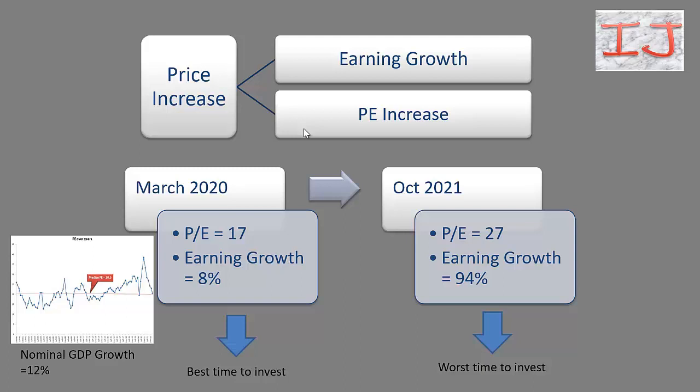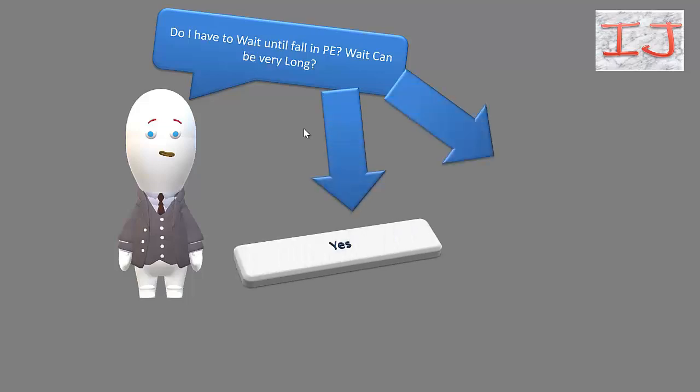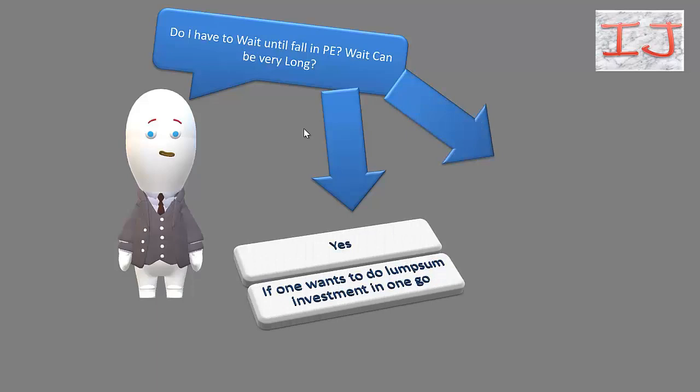Coming back to investment in index funds, does that mean one has to wait for a fall in PE and earnings growth before investment? The answer is both yes and no depending upon the corpus of funds one wants to invest. We have explained it in one of our earlier videos, let me repeat it here. If one wants to invest a big corpus of funds in one go, he should wait for an appropriate opportunity to invest which comes with lower PE and lower earnings growth.